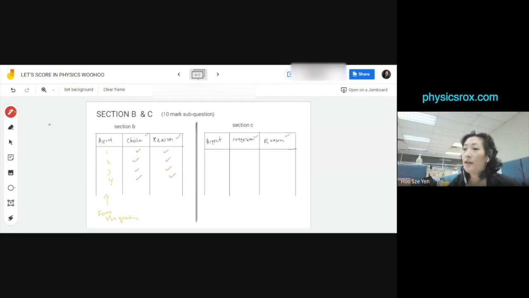Okay, and then you count how many marks you have from here. How many marks do you get if you write down all these four choices and four reasons? 8. Hey, but it's a 10 mark question. Or how?